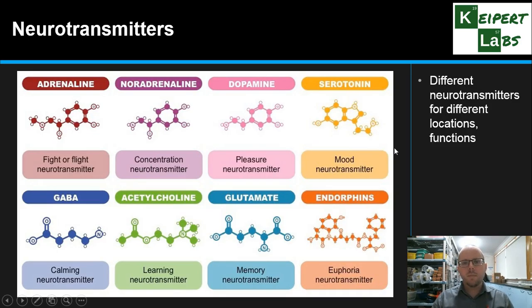So here are a couple of examples of neurotransmitters that are really important in your body. You need different neurotransmitters for different locations, different types of neurons, and different functions, depending on exactly what kind of signal they're designed to pass on. Ones like adrenaline, for example. We'll talk about adrenaline again in the endocrine system as well, but it's also a neurotransmitter, as it triggers the fight or flight response.